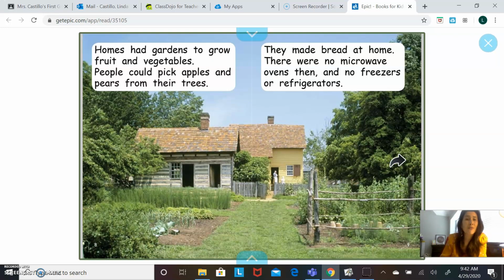Homes had gardens to grow fruit and vegetables. People could pick apples and pears from their trees. Isn't that pretty cool if you could just walk outside to your backyard, go pick up an apple off of a tree? That's pretty cool, I think. They made bread at home. There were no microwaves then and no freezers or refrigerators. I wonder how they kept food cold, like your eggs and your milk, things that need to stay inside the refrigerator to stay cold.